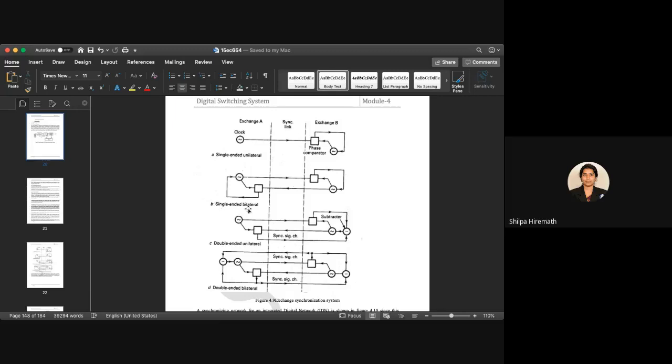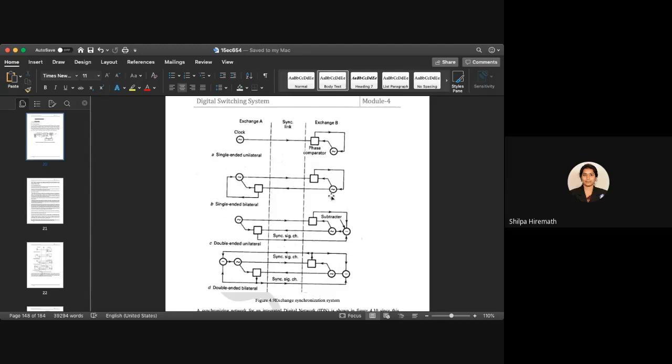Whereas in single-ended bilateral, bi in the sense two, it means that both the exchanges will have phase comparators. This is a phase comparator in exchange A and this is a phase comparator in exchange B. These are nothing but the clocks of each exchange. This is of exchange A and this is the clock of exchange B. You can see that this particular phase comparator has the input from its own exchange as well as the input of the other exchange. Based on the phase comparator output, this clock will be adjusted.